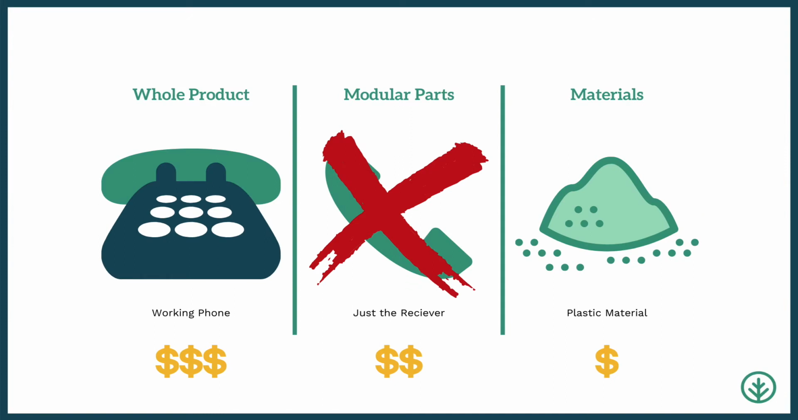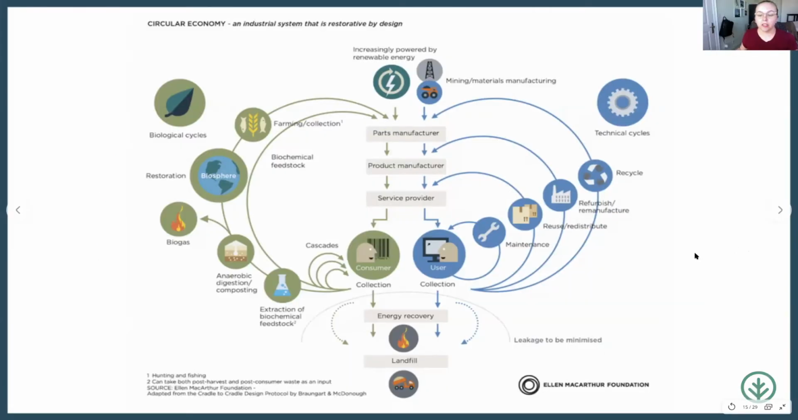But the problem right now with the circular economy, or sorry, with a linear economy, is that we don't really value the modular parts, right? For this, they call it the butterfly diagram. It's basically a roadmap to see how you can use products in a circular economy.